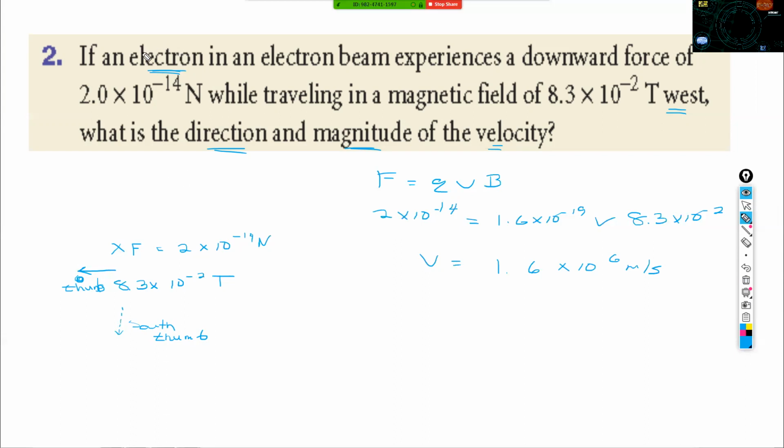Now, because it's an electron, remember, your right-hand rule is good for a proton. So either A, you have to realize, okay, since my thumb is south for a proton, opposite would be to the north for an electron. So north is my direction because it is an electron.